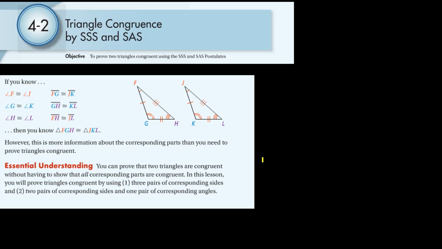For only the triangle, I can use these postulates to find the congruence. I can check only three sides, or I can check two sides and the angle between them, the included angle between them.